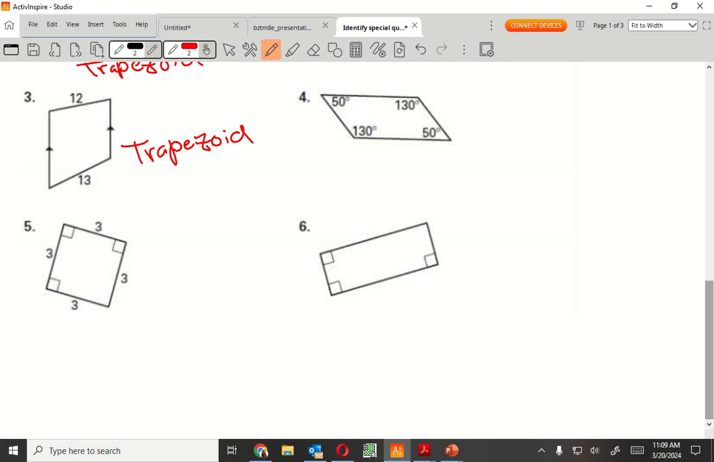All right, question 4. Parallelogram. You say parallelogram? What do you say? Okay, anyone else? Yeah, same thing. It is a parallelogram. Opposite sides, okay? So these two angles right here add up to 180. They're supplementary. This one and this one are also supplementary, so this is also a parallelogram.